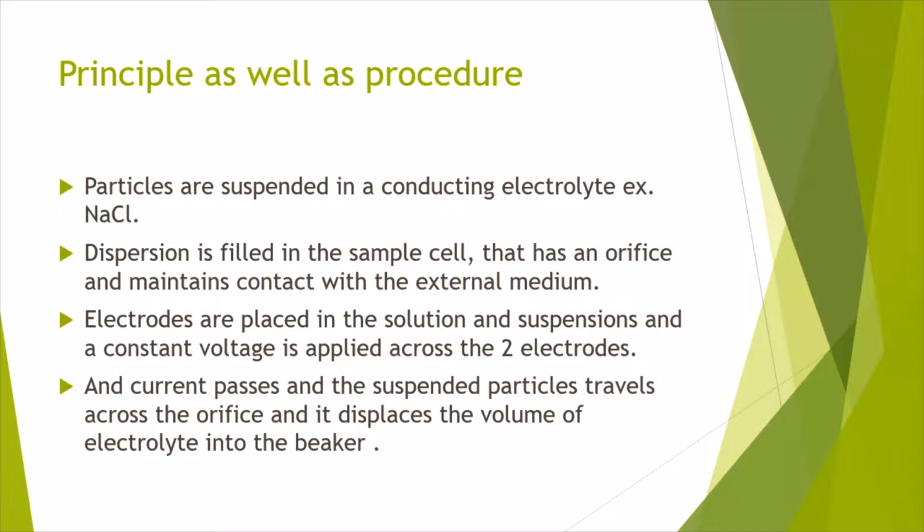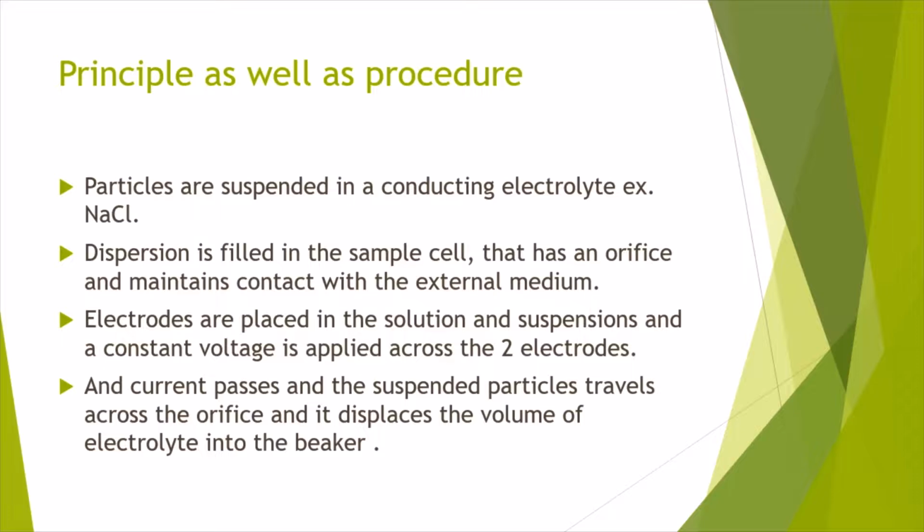Here particles are suspended in a conducting electrolyte. Basically one type of electrolyte is used, for example NaCl, MgCl2, calcium chloride, etc. Then the dispersion is filled in a sample cell and the orifice is maintained. What is the work of the orifice? It mainly checks or maintains the flow of particles, and also maintains the contact with the external medium. Electrolytes are placed in the solution and suspensions, and a constant voltage is applied across the two electrodes.